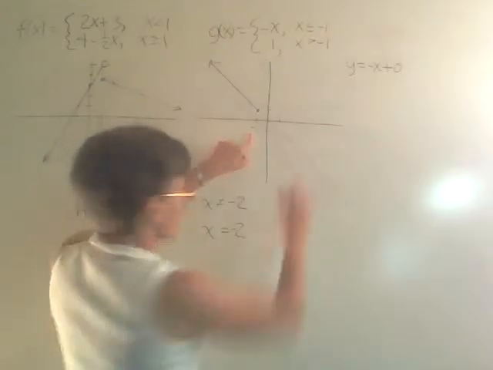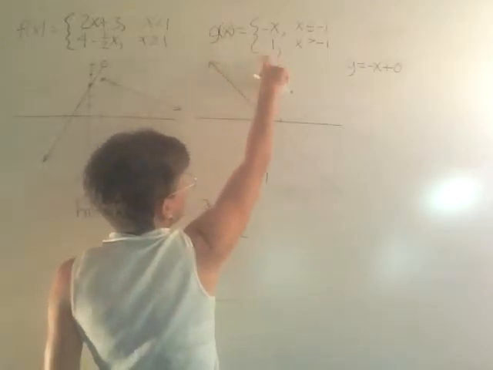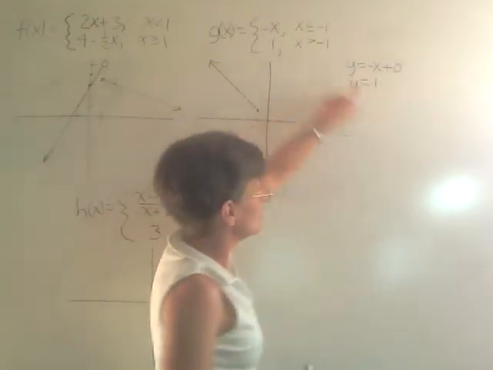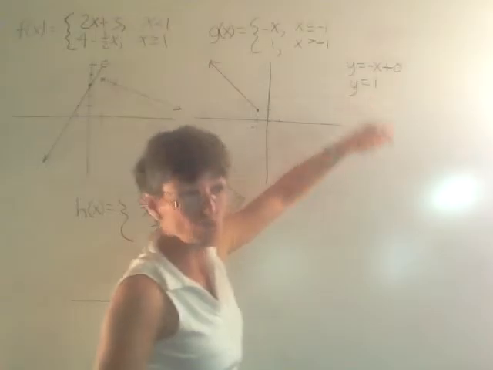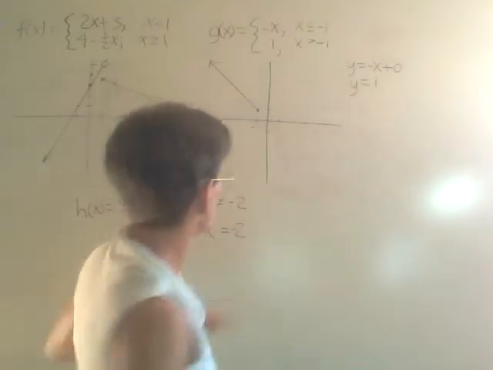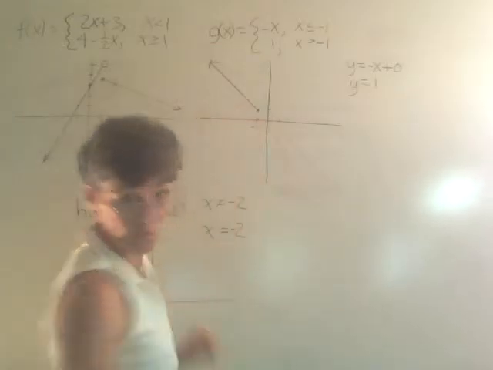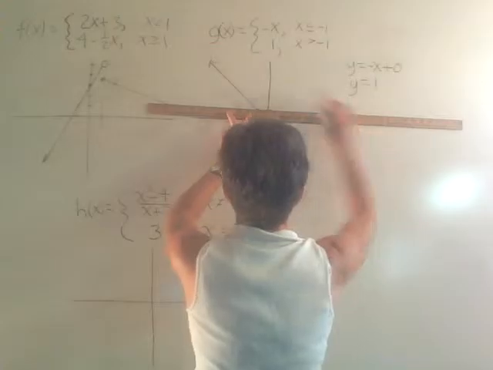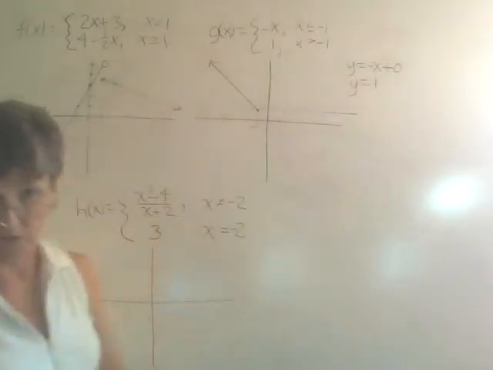Now let's look at this equation. I'm told here that y equals 1 when x is greater than negative 1. You should recognize this as a horizontal line. Remember, horizontal lines are y equals a constant, a number. Well, this is y equals 1. So my horizontal line would be right here through 1 if there were no restrictions.